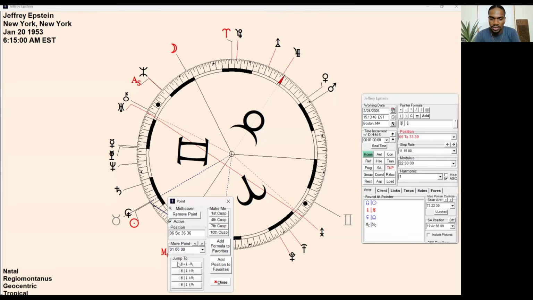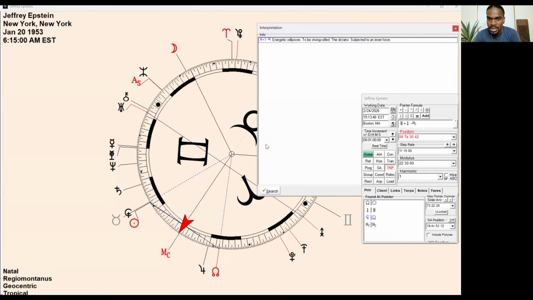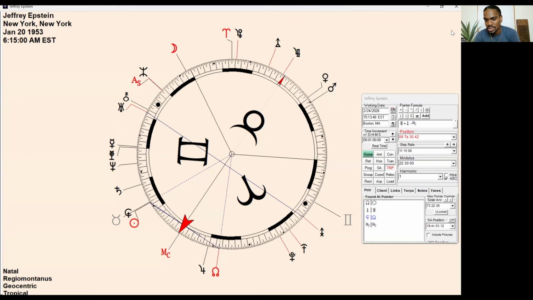When we subtract from that the midheaven, we see that it says energetic willpower, to be strong-willed, to be a dictator, to be subjected to an inner force. Now, we know that the inner force that he was subjected to was the force of his own proclivities and the force of his own cravings. And we know that those cravings weren't necessarily good for him or anybody, but we know that that is true within the context of his life.